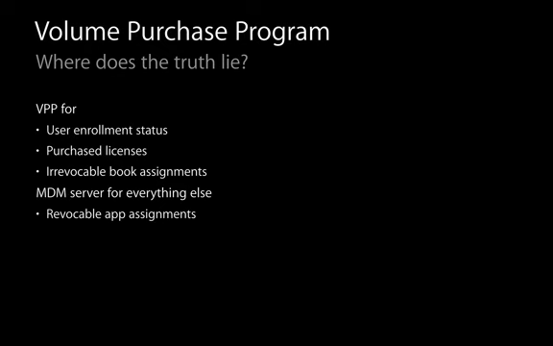The VPP service itself should really be the truth for the status of user enrollment, whether a user has accepted an invitation and associated their Apple ID with the VPP user, which licenses have been purchased, as I showed on the previous slide, as well as tracking any irrevocable book assignments that have been made. Your MDM server should actually be the truth for everything else, including revocable app assignments. And you may be wondering why that shouldn't be in the VPP service? Well, if your MDM solution supports group assignments, you'll need to keep that information in your MDM server because there's no way to store group information in the VPP service. So if you're going to be able to reconstitute that, you're going to need to have all of that within your database.